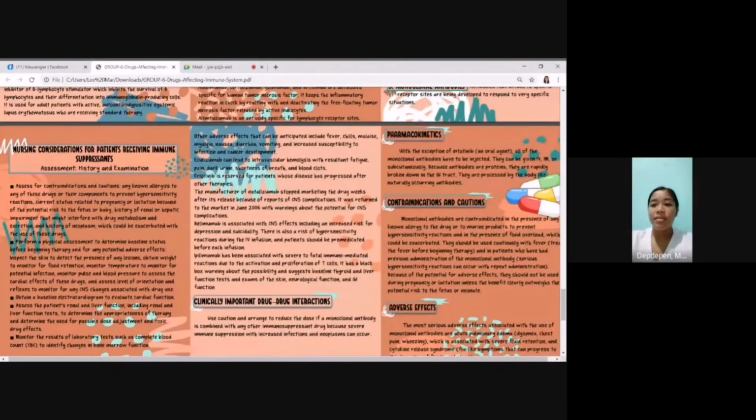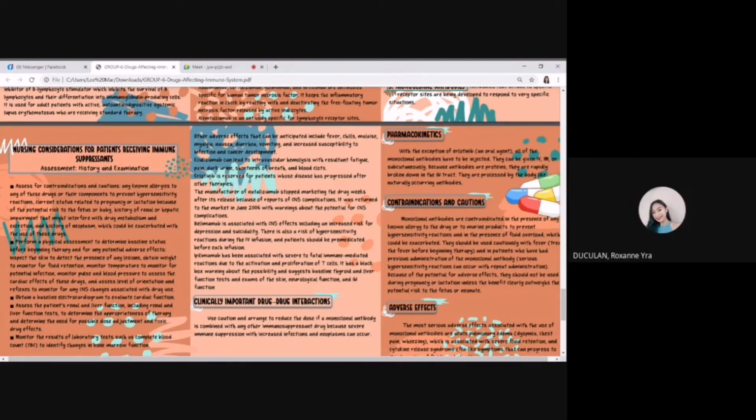Next, pharmacokinetics. With the exception of erlotinib, an oral agent, all of the monoclonal antibodies have to be injected. They can be given IV, IM, or subcutaneously. Because antibodies are proteins, they're rapidly broken down in the gastrointestinal tract. They are processed by the body like naturally occurring antibodies.